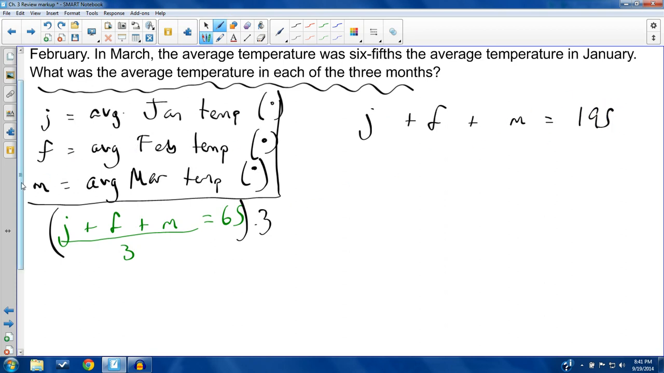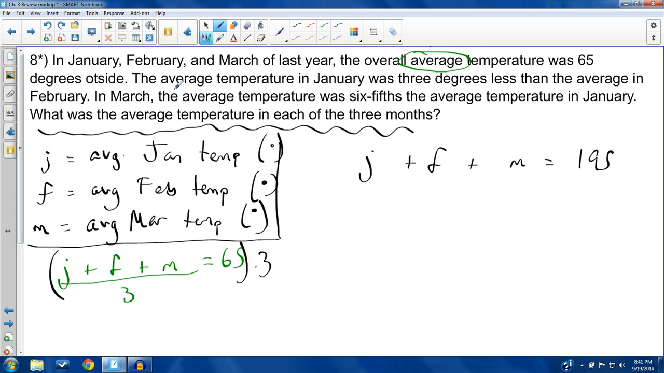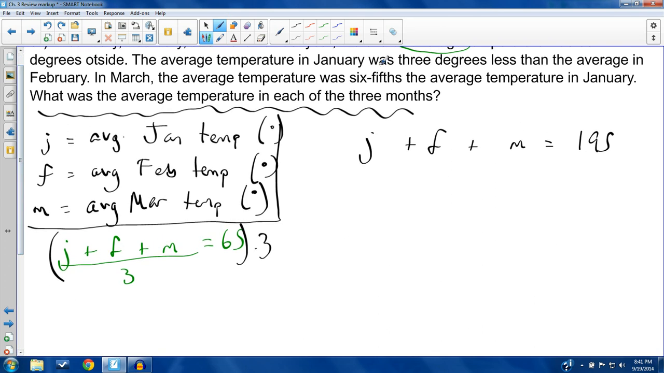So that's one equation. Second equation, the average temperature in January. Now, they say average again, but they mean average in terms of days. You don't divide January by 3. It's January divided by 1. It's just J, right? We called that average temperature. The average temperature in January was 3 degrees less. So J was 3 degrees less than the average in February.